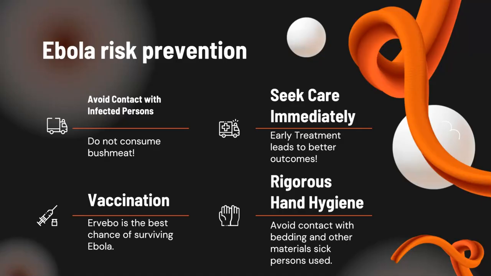The way to prevent Ebola is avoid contact with infected persons and any clothing and things like that. Don't eat bushmeat. That is one of the hosts and reservoirs, bats and non-human primates. Unfortunately, a lot of people, the outbreaks have started that way. Vaccination is the best chance of surviving Ebola or dealing with the outbreaks once it happens. The main thing is that people seek care immediately, and then with a lower viral load, once they start a treatment, they have a better chance of surviving.